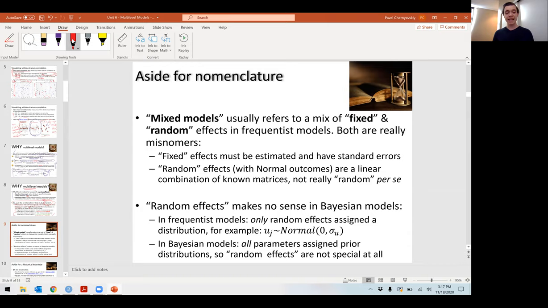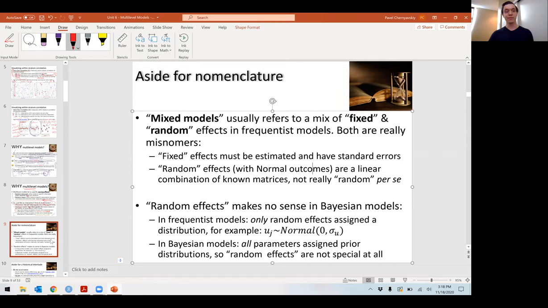And so it's really silly to pay attention to those things that get a distribution because everything in a Bayesian world gets a distribution. Also, it's a misnomer to call something a fixed effect. It really messes with our thinking because they still have to be estimated and they have standard errors. So there's variability in the fixed effects. Random effects, with a normal likelihood, are linear combinations of matrices. So there is nothing random about it. There's a set solution to these based on a set of matrices. They're called the normal equations, I believe, due to Henderson, 1965. Don't quote me on that.